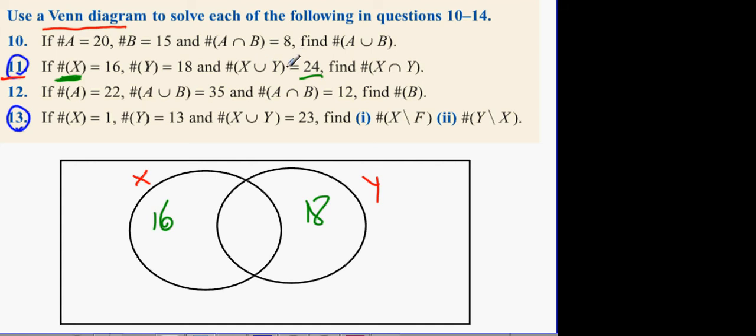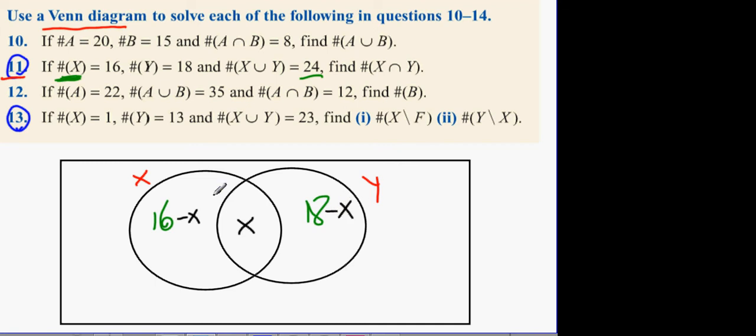What's that mean, Connor? The number of X and Y added together. So when you add this one and this one, I should get 24. Now, I don't have the middle, so what should go in the middle? What should I do with this then? Minus X. 16 minus X, 18 minus X.